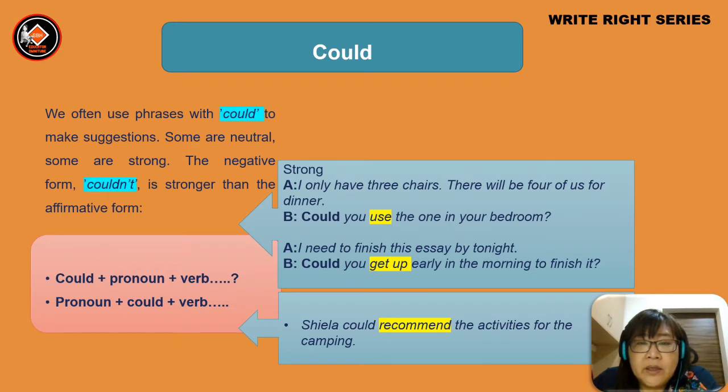A. I only have 3 chairs. There will be 4 of us for dinner. B. Could you use the one in your bedroom? A. I need to finish this essay by tonight. B. Could you get up early in the morning to finish it? And then let's look at the second one with the pronouns. Sheila could recommend activities for the camping.